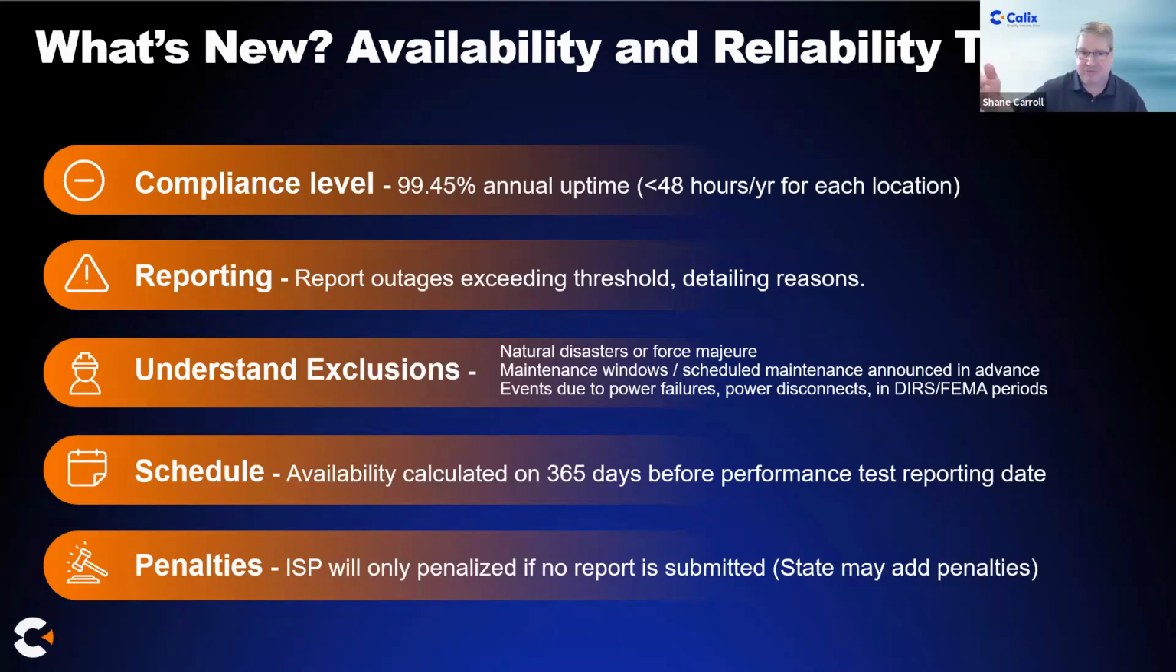And we also talked about upstream as well. If your upstream carrier disconnects you because they're doing maintenance and you don't have a redundant peering point, you're going to need to actually work through that. And as we get through it, we'll talk more about it. And then the availability is calculated on 365 days before the performance testing period. So remember we talked about when you build it to the cutoff and all that. So there's a rolling 365 days of reporting which you need to deliver. And right now, the ISP will only be penalized if you don't submit the data.